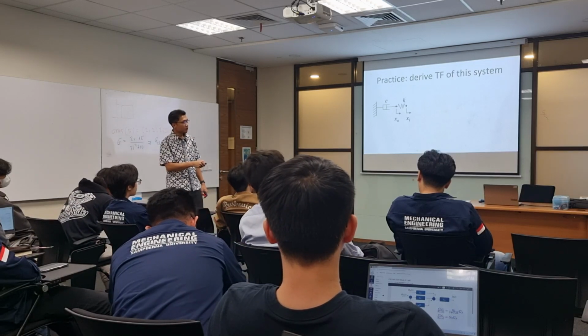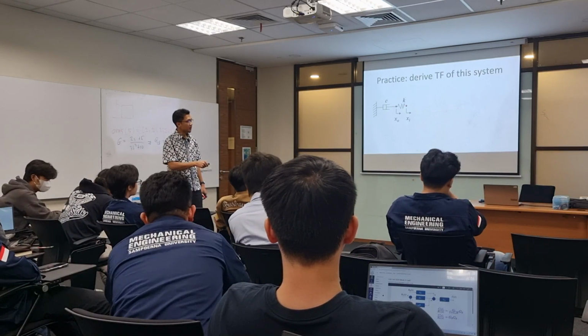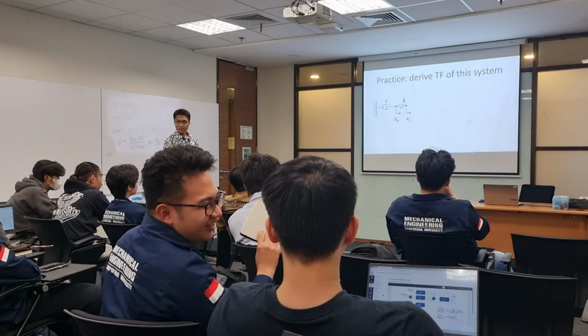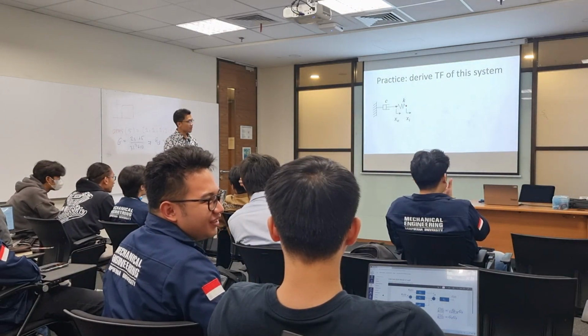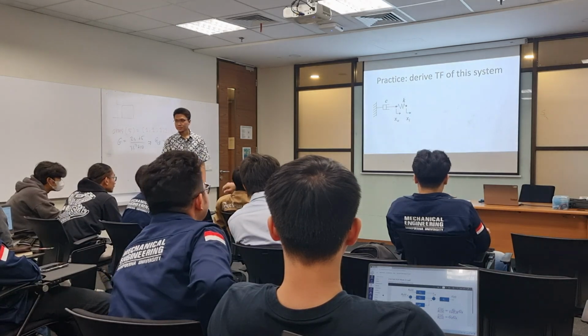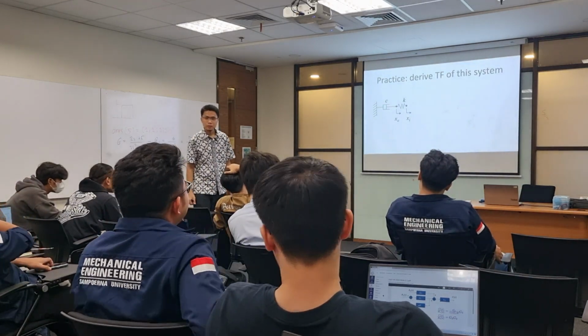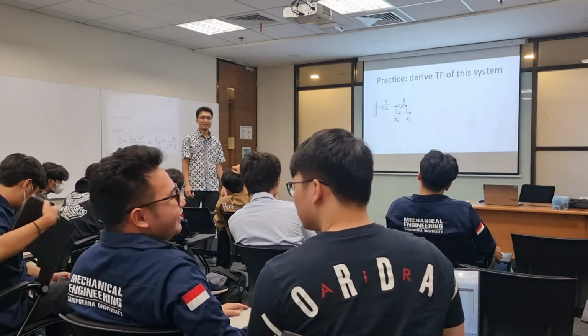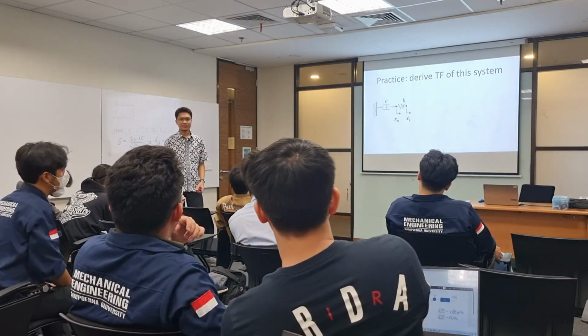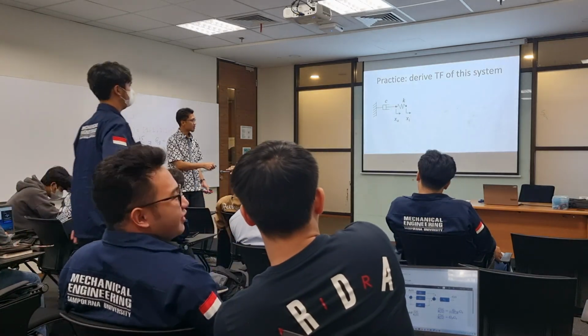Derive the transfer function of the system where the input is the displacement of the point here, xi. The output is the displacement of this point. It's a spring. This is a spring. This is a damper.